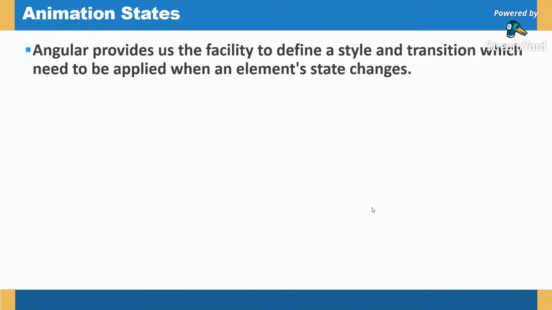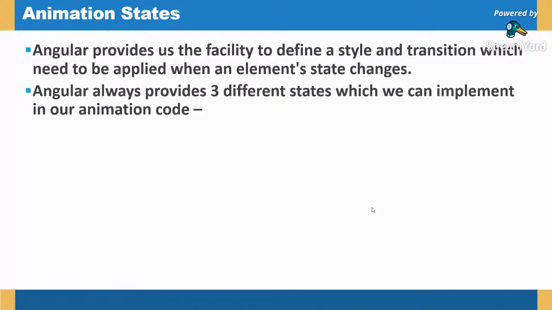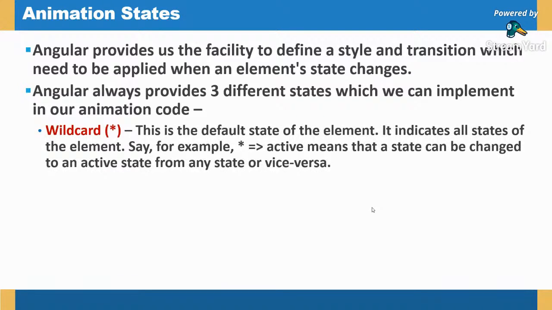Whenever an element's state changes, at that time we can define a particular style, like a color change, font size change, or scaling change. We can apply this type of styling effect for the new animation state change, and transition effects for the next state change, using Angular. Angular always provides three different states which we can implement in our animation code. These three states are, first, the wildcard.